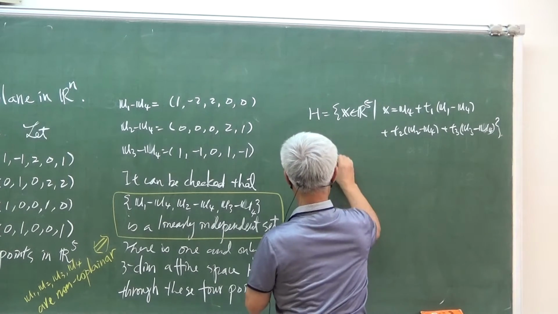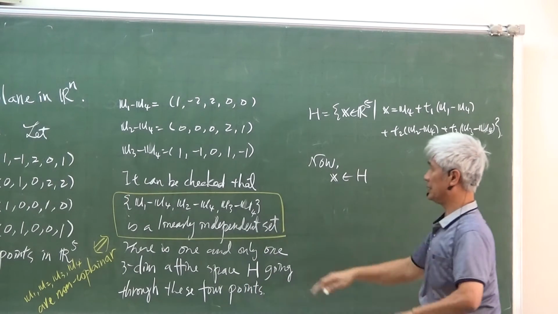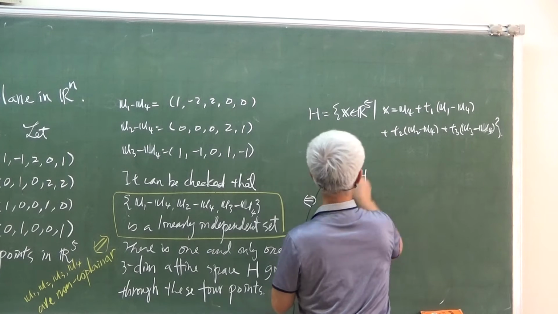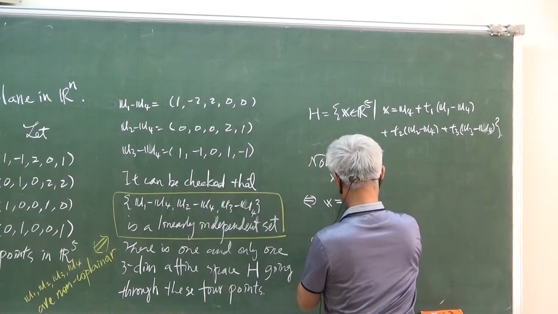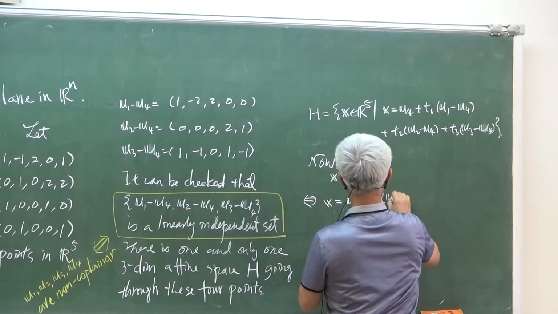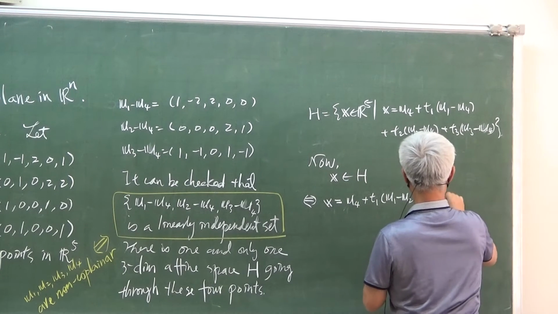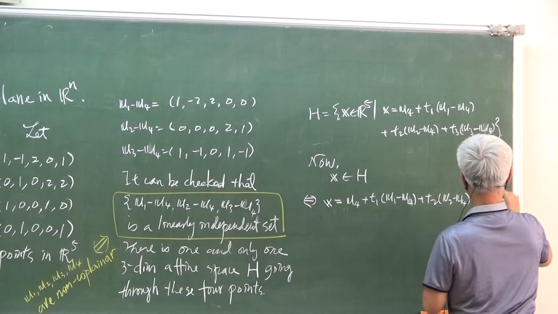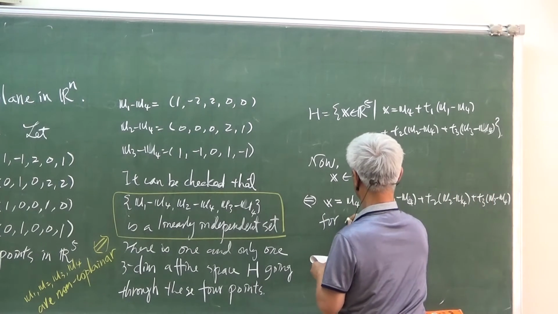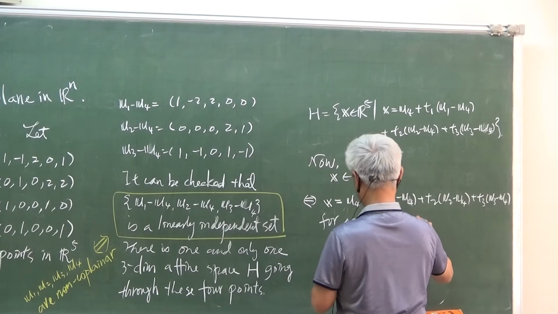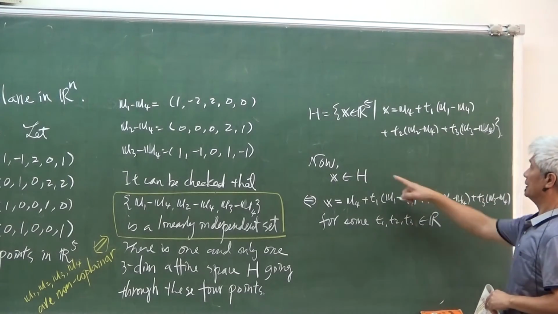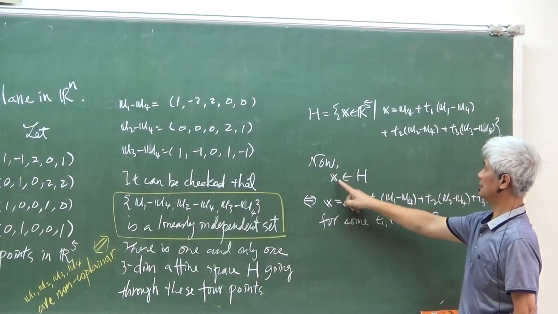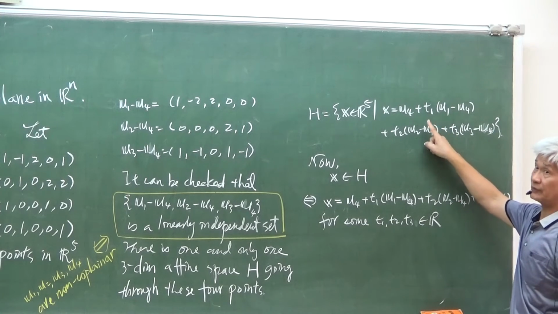So now, X is in this 3-dimensional affine space if and only if X can be written as U4 plus P1, U1 minus U4, plus P2, U2 minus U4, plus P3, U3 minus U4, for some P1, P2, P3 in R. Okay, so X is a point in this 3-dimensional affine space if and only if we can express X by this expression. This is from the definition.